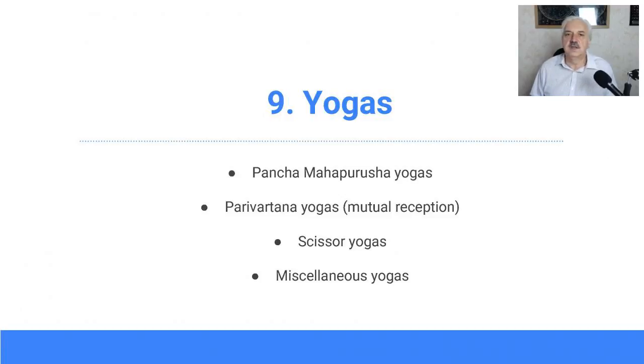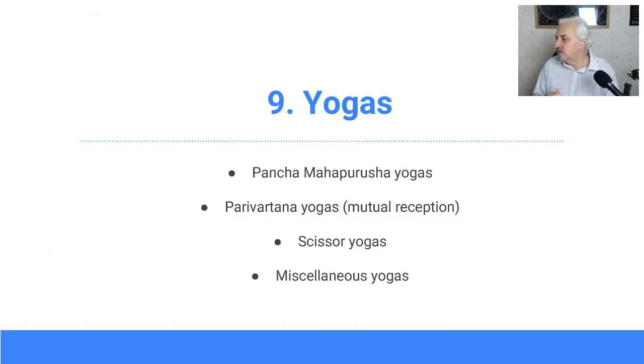Sisa yogas, it's like the surrounding of the planet or of the house. If some house or some planet has 2 benefics on both sides of it, that's good for this planet or for this house. If there are malefics, it's not good. And there are certain more in-depth interpretations. And there are thousands and thousands and thousands of these yogas.